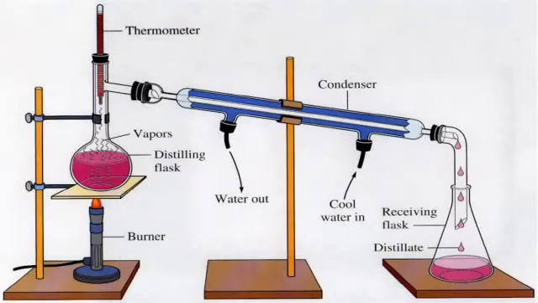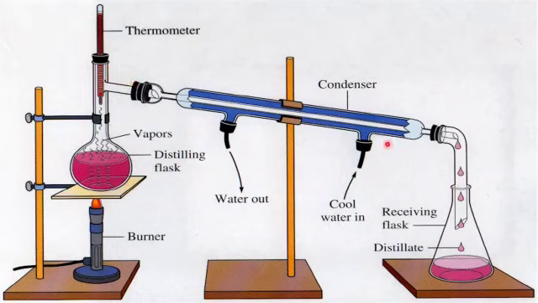Here you can see an apparatus that is used for the process of simple distillation. Here is a Bunsen burner to provide heat, and this is a distilling flask, usually a round bottomed flask, which contains a mixture. When we bring the mixture to a gentle boil, vapor starts to be produced, and the thermometer set over here measures the temperature. The vapor then passes into the condenser.